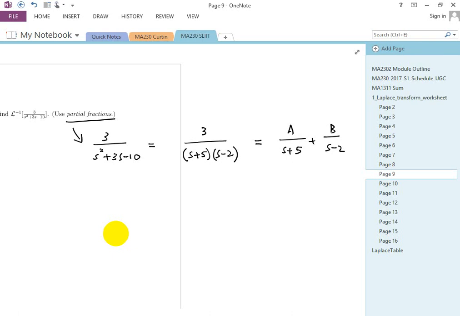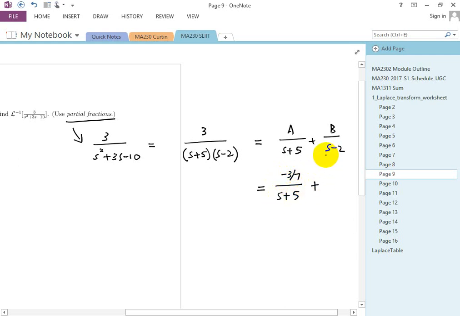So when s is minus 5, you can find A, right? So when s is minus 5, this will become minus 3 over 7. Then if you put s equals 2 here, except for s minus 2, you get 3 over 7, right?